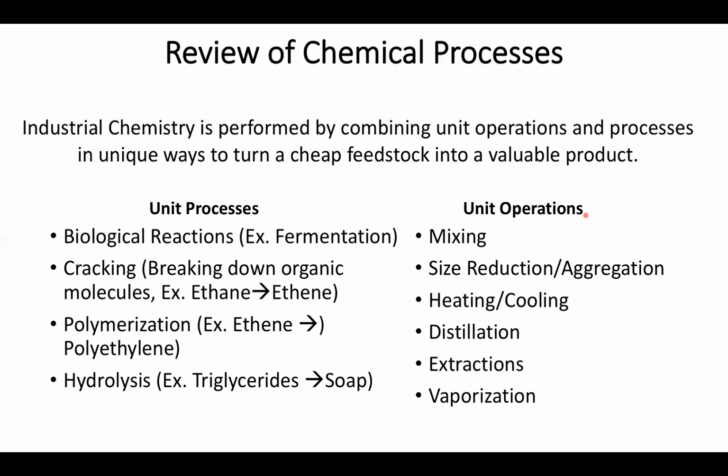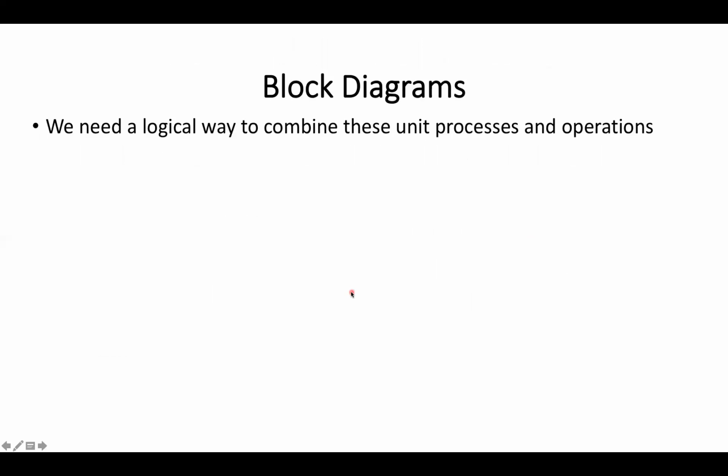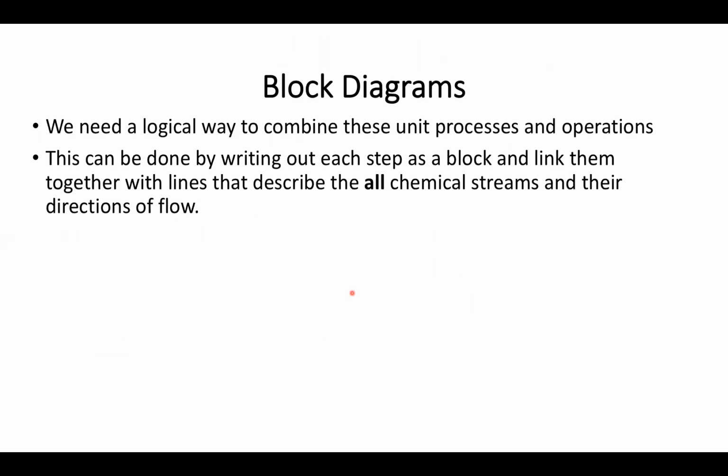But the problem is that in industry, I'm never doing just one of these. I often have to link many of these processes up together. So we need a logical and simple way to combine these unit processes and operations. And one of the easiest ways we can do is by drawing each one of these steps as a block. So I'm going to make a nice square and put the name of each step inside that square.